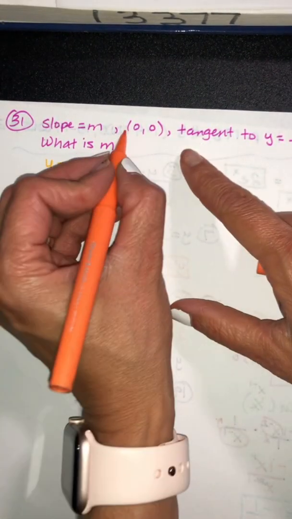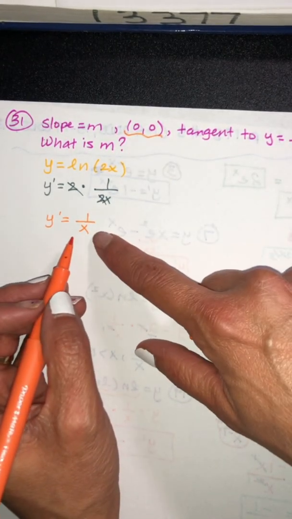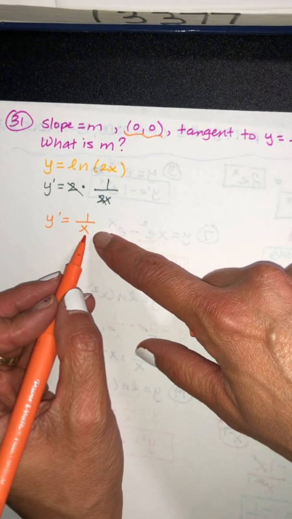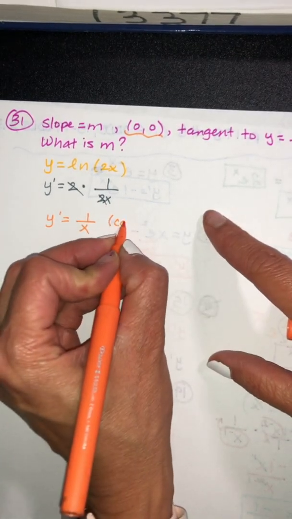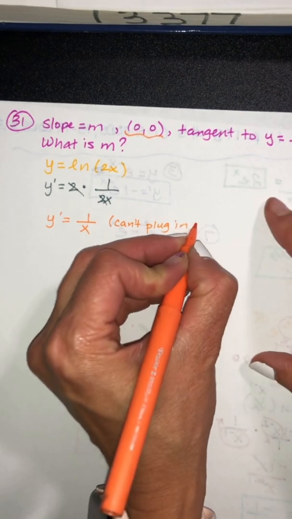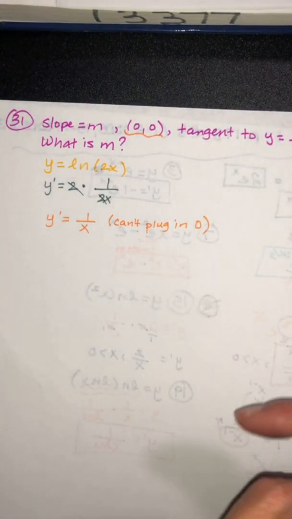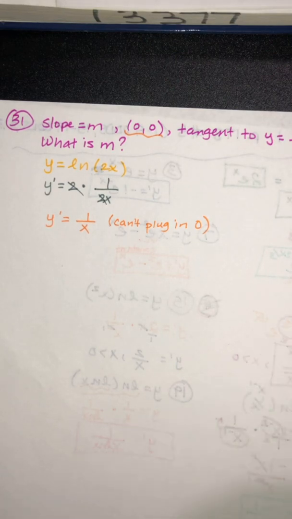But this is the point that it's tangent to, or that it goes through, and if I plug in a 0 for x, I'm in trouble. I can't plug in 0. It doesn't work. I will get undefined, and then I'm stuck. So now I have to follow a different route.